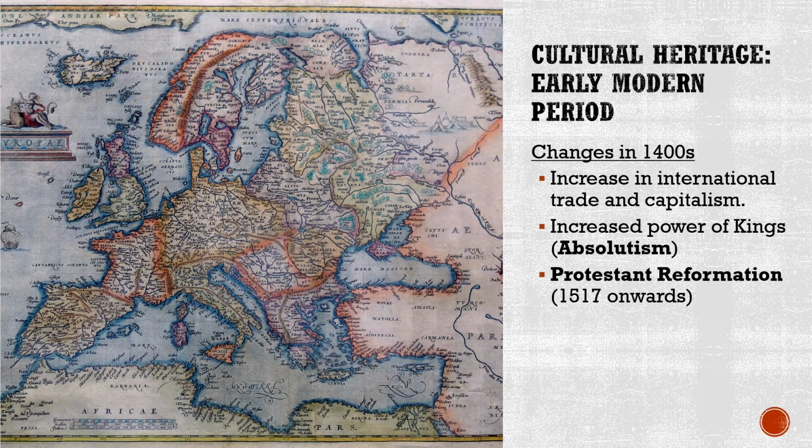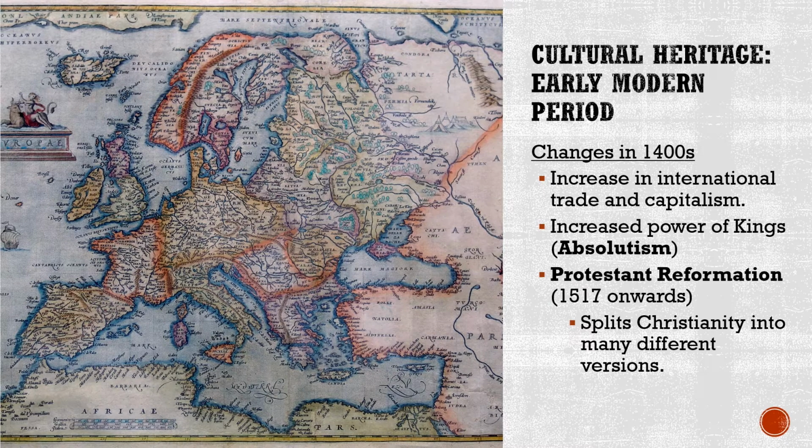So during the Middle Ages, there was really only one type of Christianity. But then after the Protestant Reformation, we had many different types. We had Catholicism or Catholics. We had all the Protestant faiths, such as Anglicanism or Presbyterianism or Baptism or whatever, or Puritanism. Those were all Christian faiths, and they were all competing against one another. And so splitting Christianity into many different versions really accentuated this sense of competition and rivalry between different countries in Europe, because now they weren't even the same faith anymore.